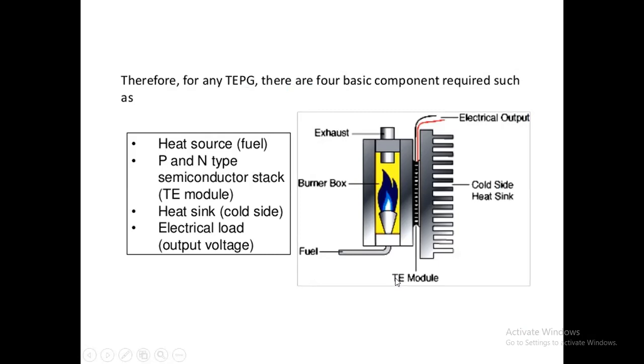Particularly, fuel is provided from the side and the burner produces heat inside the chamber. The exhaust chamber is also available to release the gases to the environment. That module converts the heat into electricity. The thermoelectric module is connected at this level. There is a cool side of the heat sink, where this is the cool side, and electricity will be produced in voltage in the form of EMF in the side.